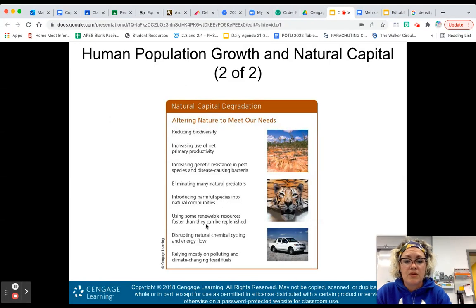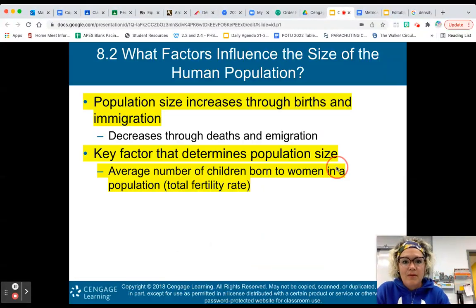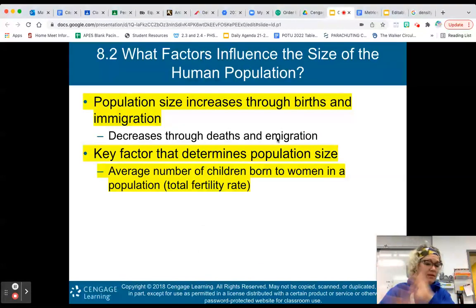And some renewable resources, we're using those faster than they can be replenished. So are they actually being managed in a renewable way? We disrupt the natural chemical cycling through the introduction of synthetic fertilizers into waterways, the use of water for treating sewage, or all sorts of stuff. Relying mostly on polluting and climate changing fossil fuels for our energy is the coup de grace, right? That is how we are degrading our environment the most. So how do we change those things? That's the big question. Population size increases. That's the call to do something.